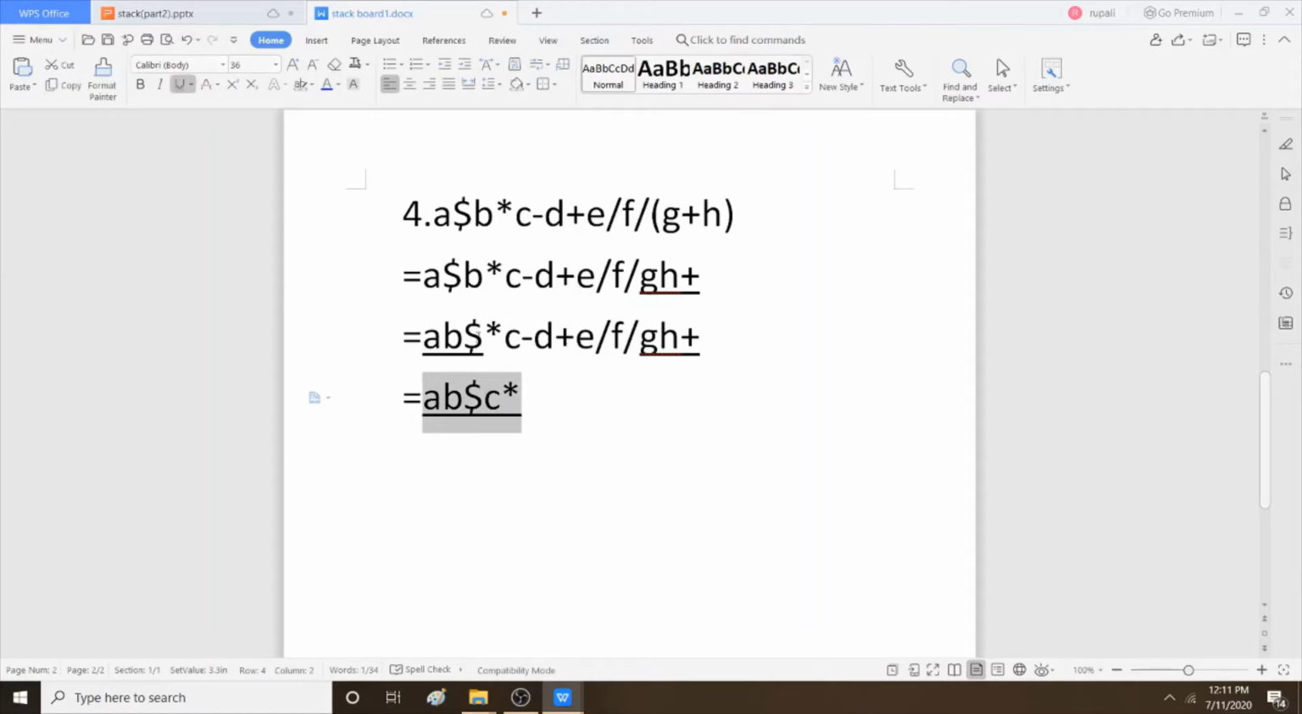Imagine AB dollar is one operand and C is another operand. In between these two there is one operator into. After postfix it becomes this. Now copy the remaining thing. D plus E by F by G H plus, underline.